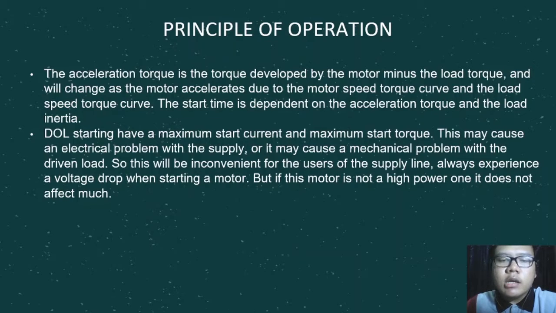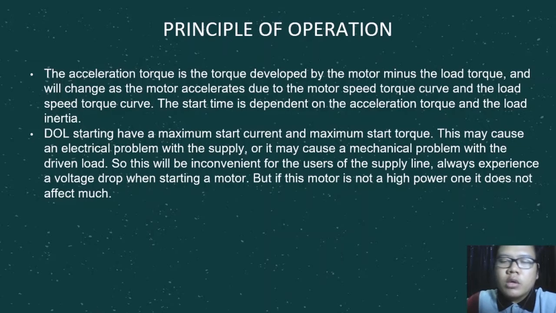DOL starting has a maximum start current and a maximum start torque of 100%. This may cause an electrical problem on the supply, or it may cause a mechanical problem, or it can damage the motor and the driven load. So this will be inconvenient for users of the supply line, who will always experience a voltage drop.